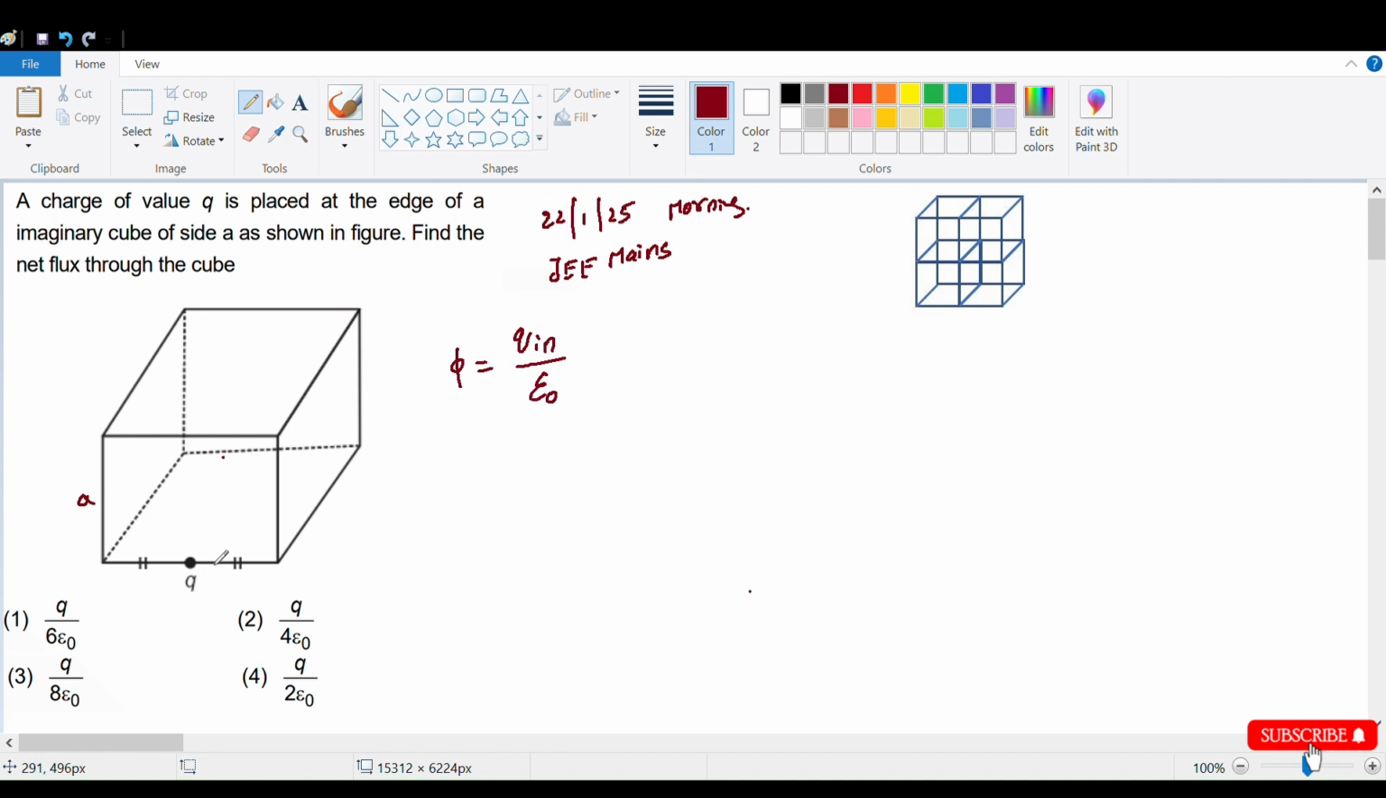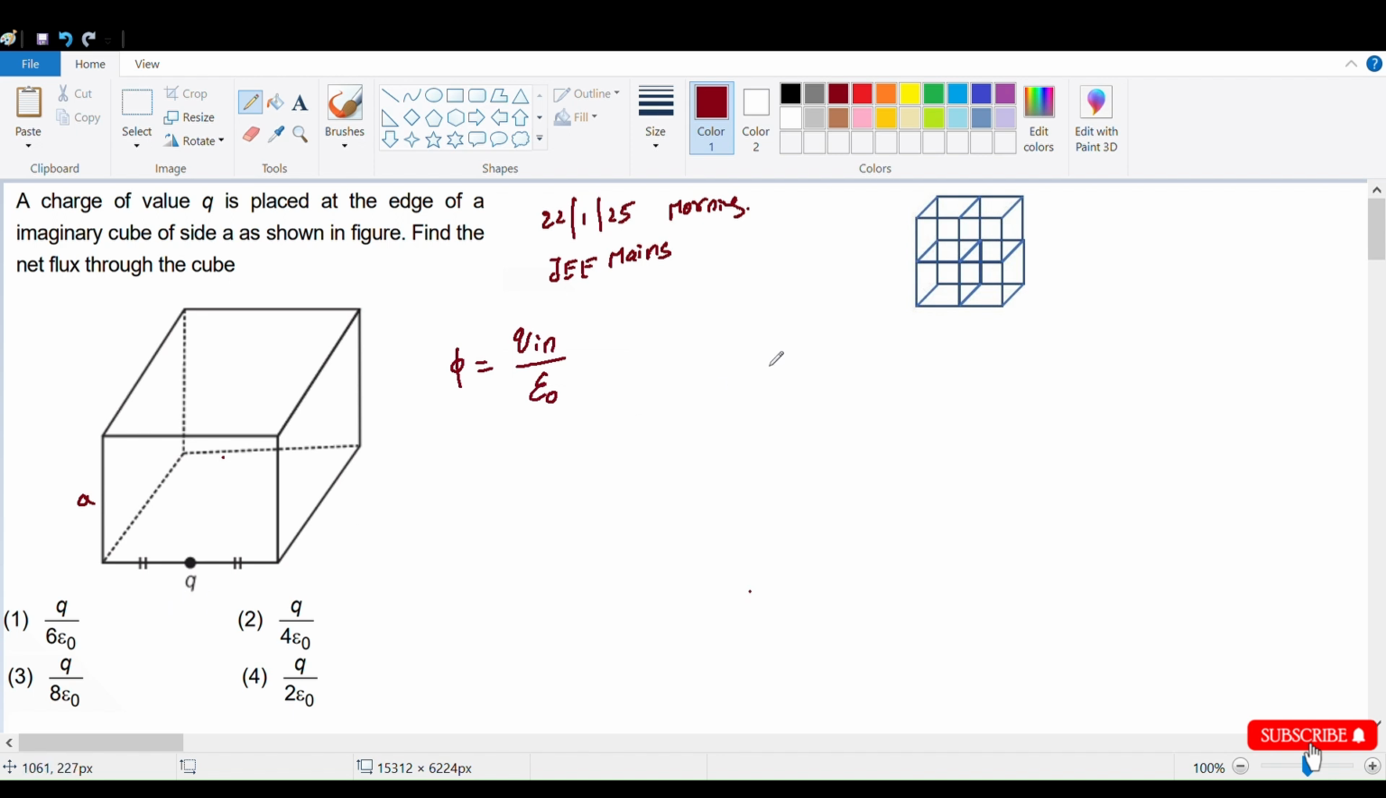It is not enclosed. So now you have to enclose it. See how we enclose it. By keeping four cubes together, you can enclose this charge. So totally 4 cubes are required to enclose this charge.